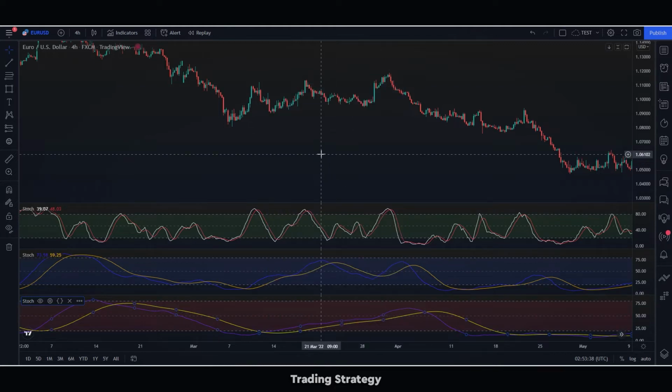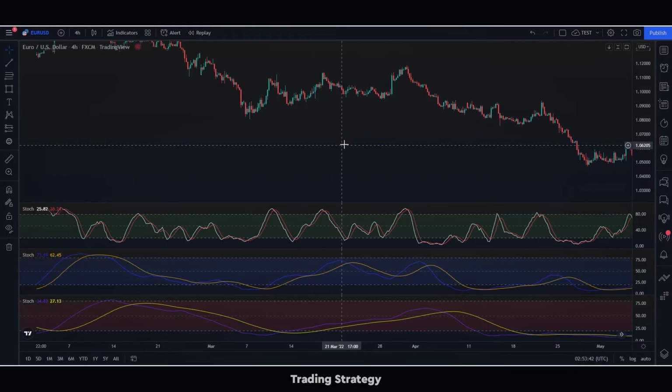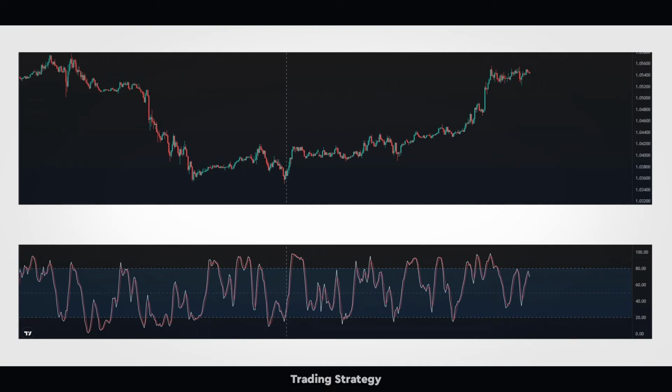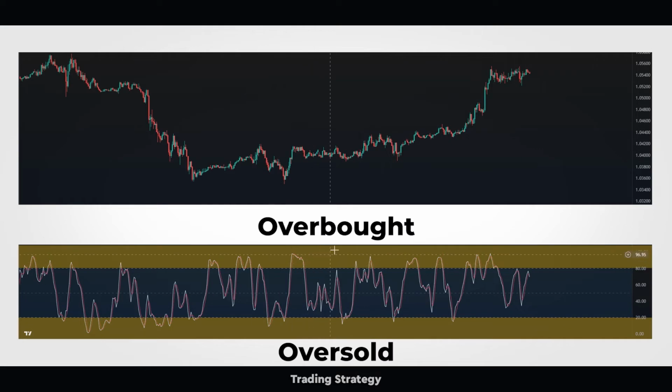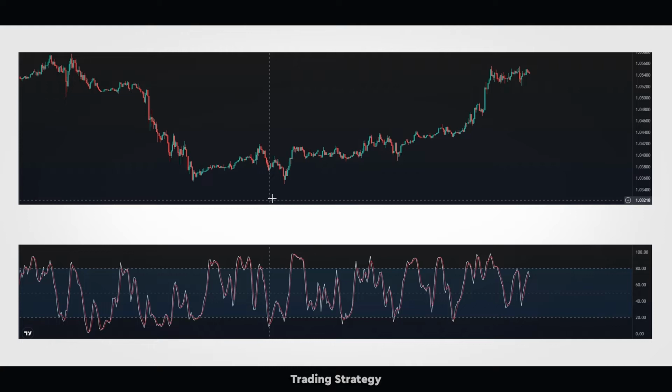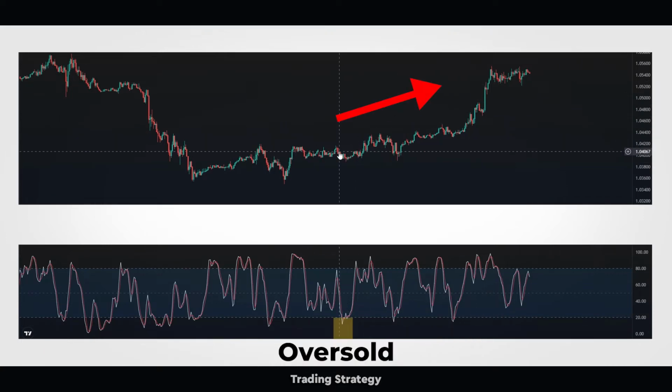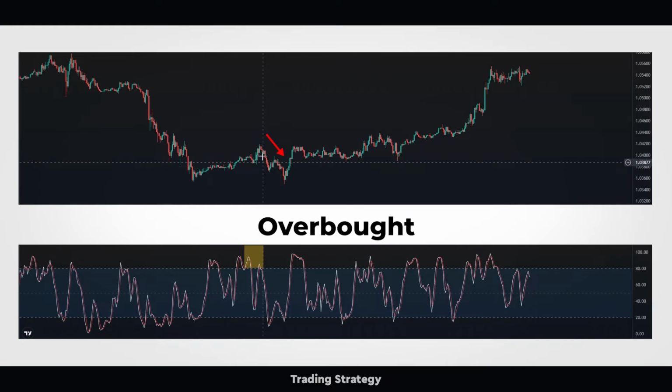But before starting with the strategy, let's briefly explain what it consists of and what stochastics are. A stochastic is an oscillator, whose main use is to know the levels of overbought and oversold. The overbought level is measured from the value of 80 to 100, and the oversold level from 0 to 20. We can see how the price rises when the stochastic was in the oversold zone, and how the price fell when the stochastic was in the overbought zone.